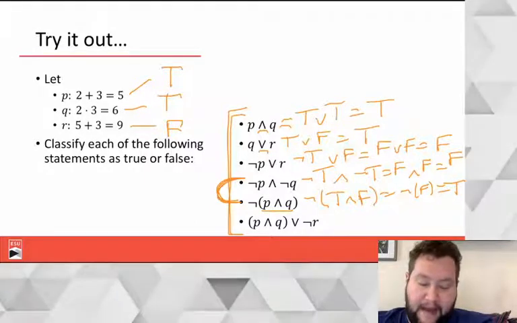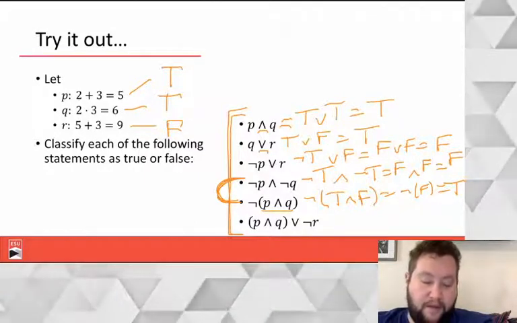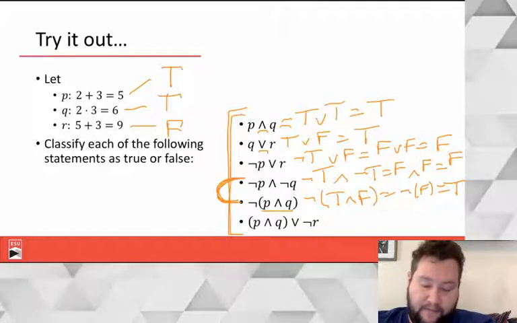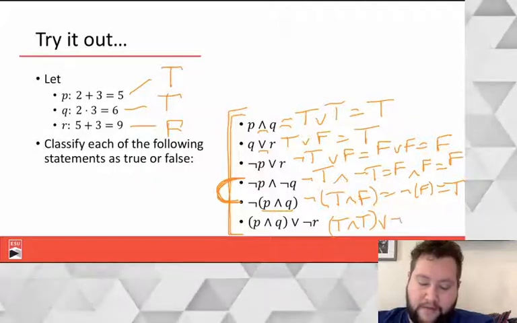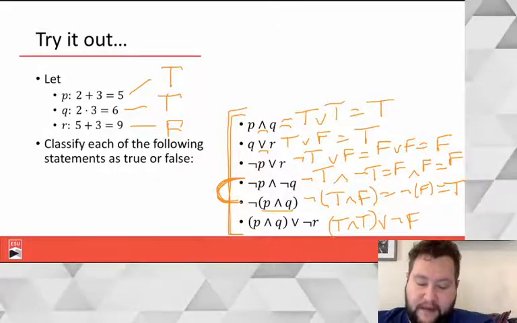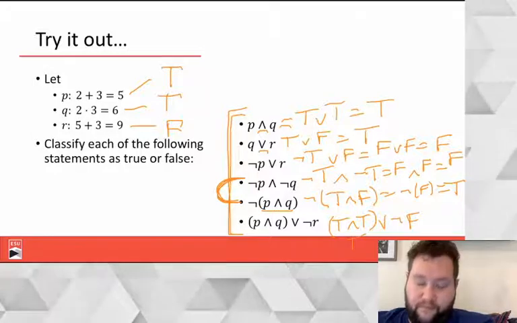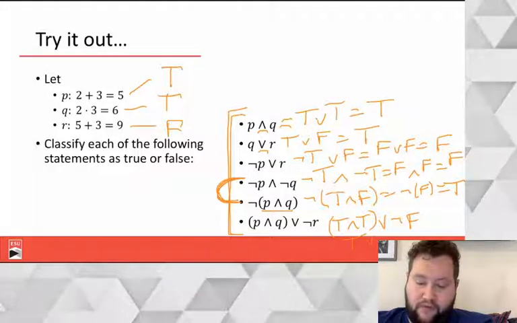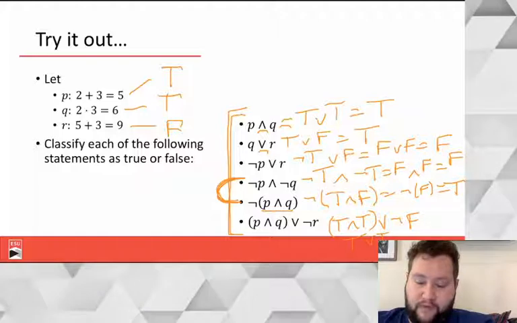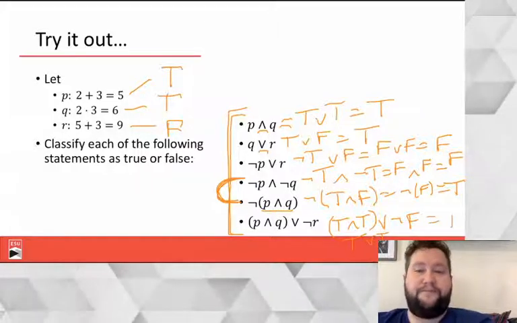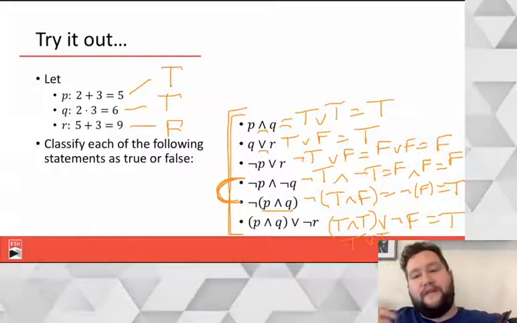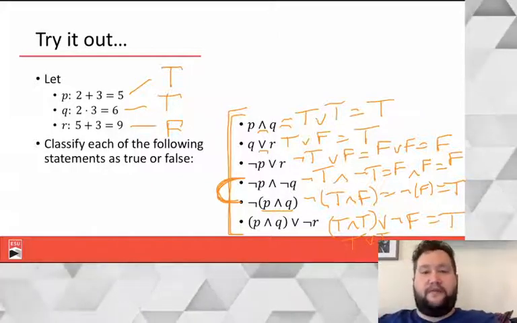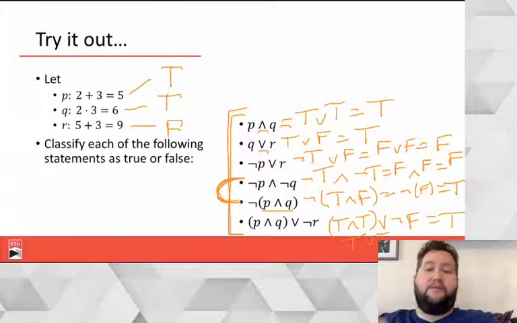Now we have P and Q or not R. So P and Q, so we have true and true, or not R, which was false. So then we have true or true, which is true. And so working with these truth values and these truth tables is something that with practice will become more familiar.